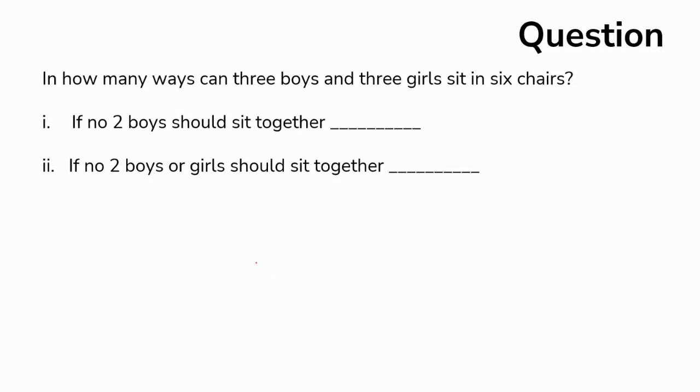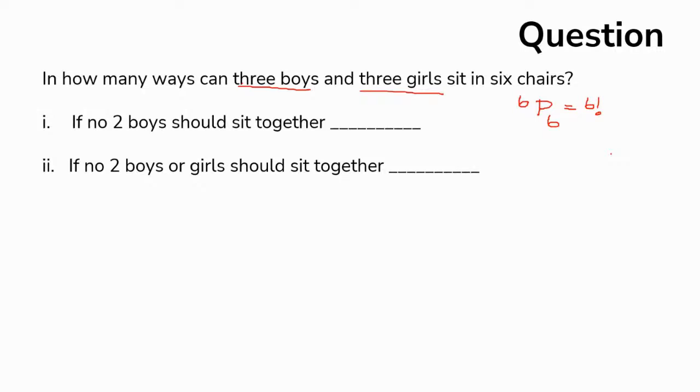Yes, guys. Hopefully you would have read it and maybe solved it. In how many ways can three boys and three girls sit in six chairs? Three boys and three girls, so totally six members and six chairs. I would have used permutation and mentioned the answer as 6 factorial.